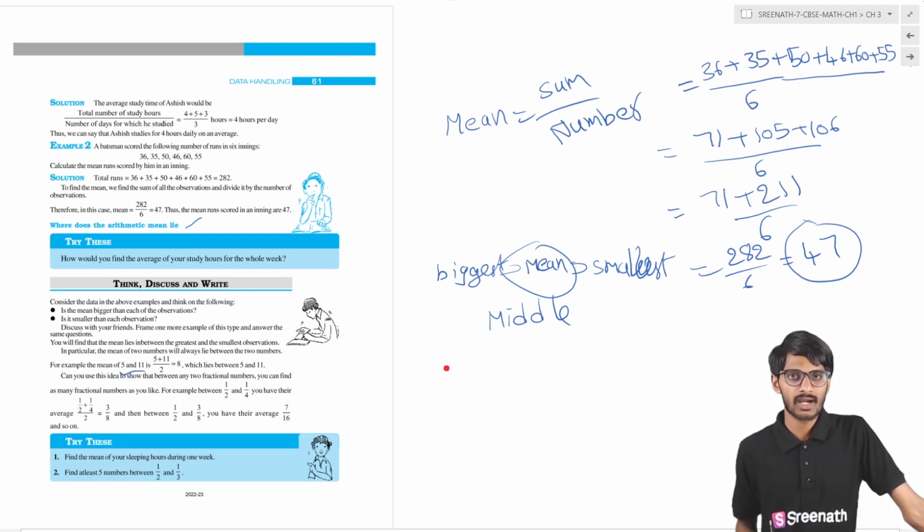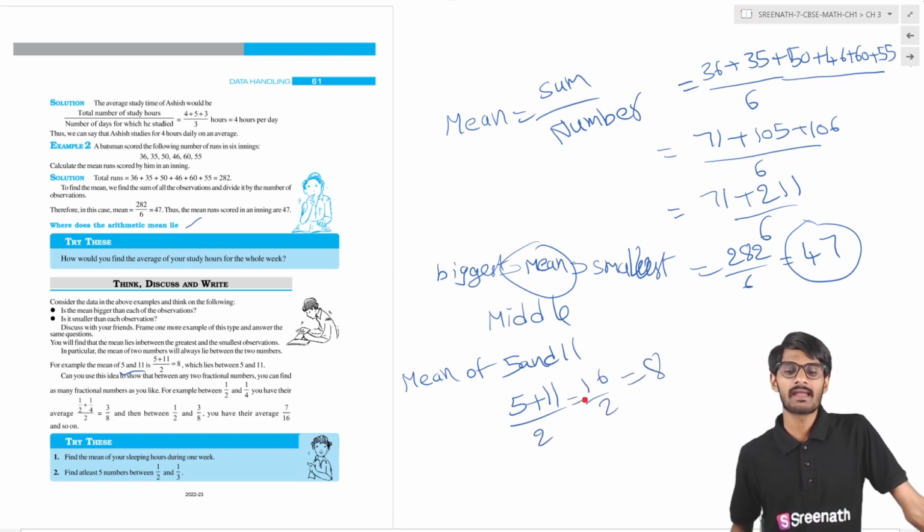Okay, so suppose you want to find the mean of 5 and 11. How will you find it? It is so simple. Just add 5 plus 11. How many observations? 2 observations, so divide by 2. 16 by 2 is equal to 8. So 8 is the mean of 5 and 11. So it is between 5 and 11, between the biggest and smallest.